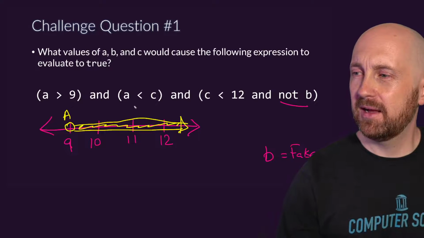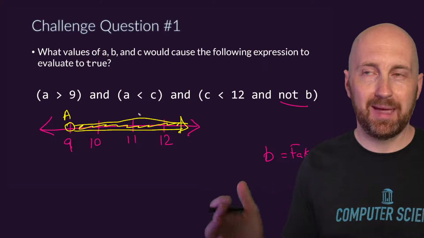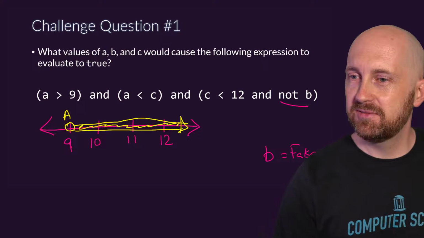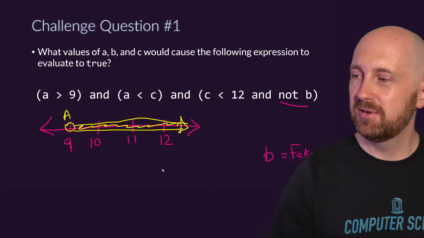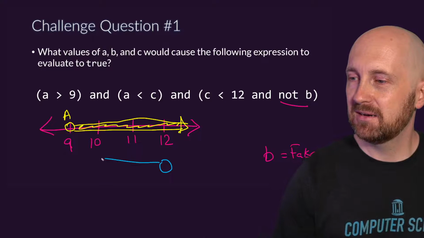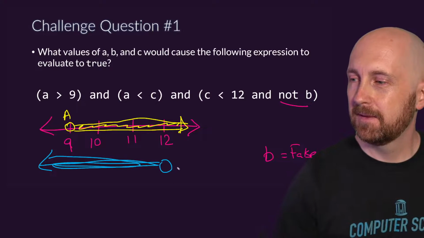And for A is less than C, we'll come back to that. We don't yet know anything that's going to bound C. So let's think about C for a second. And we switch our eyes to C. C must be less than 12. So if 12 is here, C is headed in this direction, right?